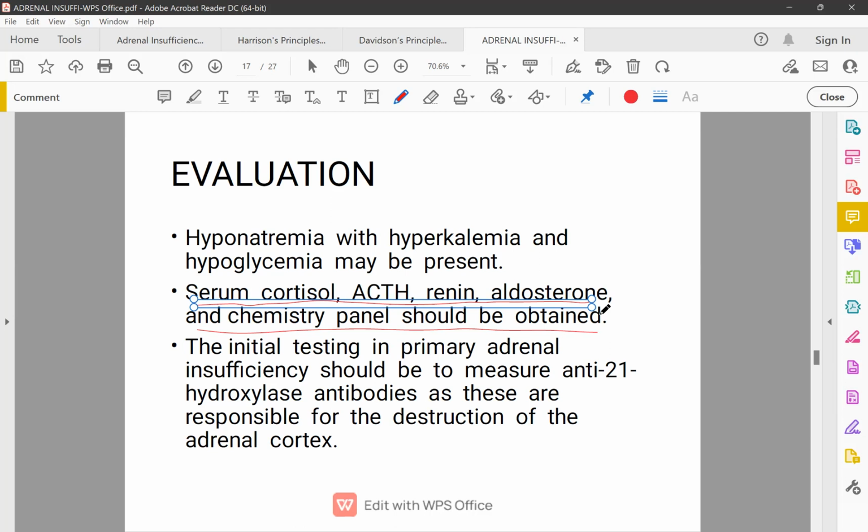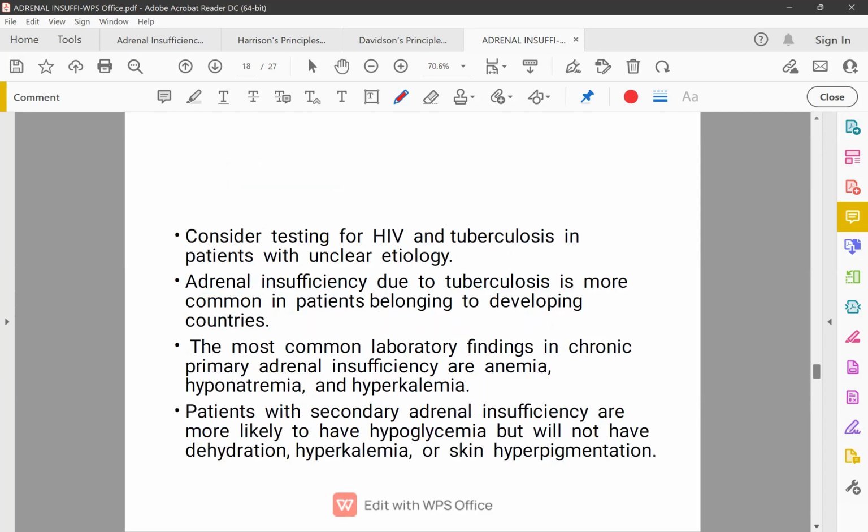If that is not there, most likely it is not autoimmune. Then you measure cortisol; cortisol should be low. If ACTH is also low, it means it is secondary. If ACTH is reflexively very high due to feedback activation and cortisol is low, that means you are dealing with primary. You do the renin and aldosterone to see the mineralocorticoid loop, and also the chemistry panel. Most important are electrolyte abnormalities. Any patient with hyponatremia, associated hyperkalemia, hypoglycemia, hypotension and dehydration, you should think of adrenal disease.